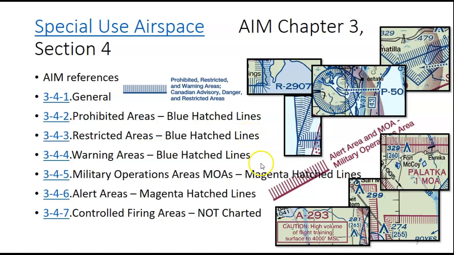Military operating areas are identified with magenta hatched lines. So it's important to distinguish between these two because there are different rules. Alert areas, again, magenta hatched lines. And the only special use airspace that's not shown on the chart are called controlled firing areas.